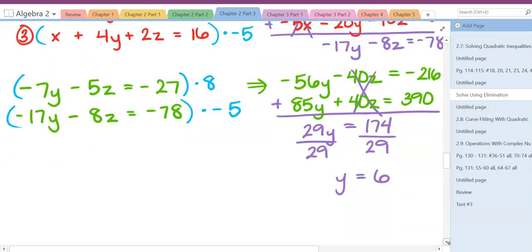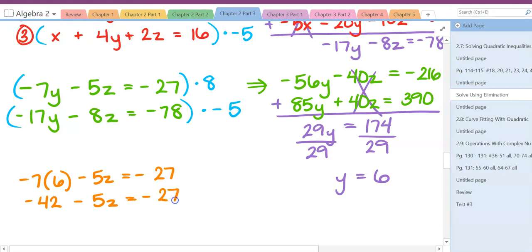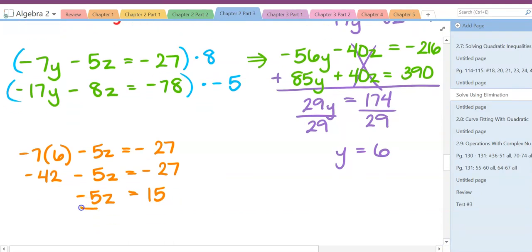So I'm going to take negative 7 times 6 minus 5z equals negative 27. So I have negative 42 minus 5z equals negative 27. Add 42 over. So you have negative 5z equals 15 when I add 42 to negative 27. What's going to be 15 divided by negative 5?